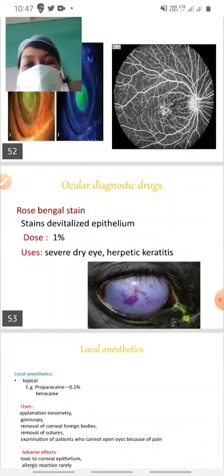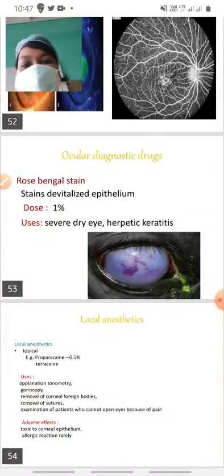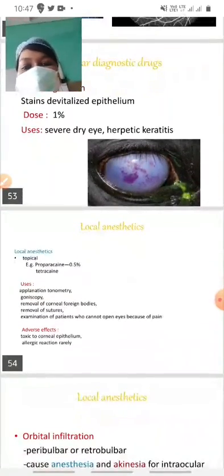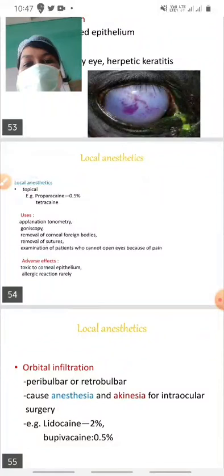Now the other ocular diagnostic drug is rose Bengal stain. It stains the devitalized epithelium, and it is used in cases of severe dry eye and also for diagnosing herpetic keratitis. Next is the local anesthetics. So local anesthetics we use during the cataract surgeries locally. If we are doing a phacoemulsification, most of the time we use the topical anesthetic drops only, of which proparacaine and tetracaine are very important.